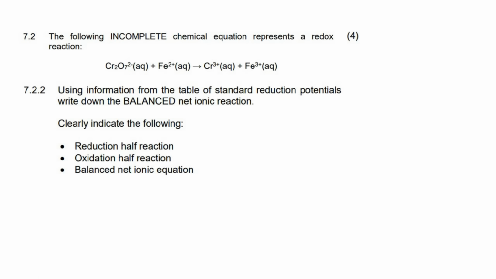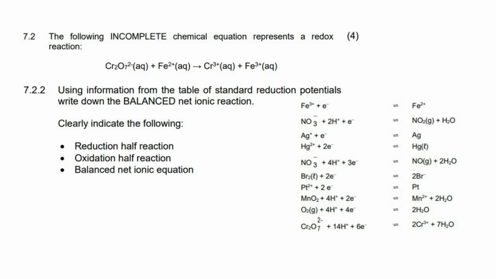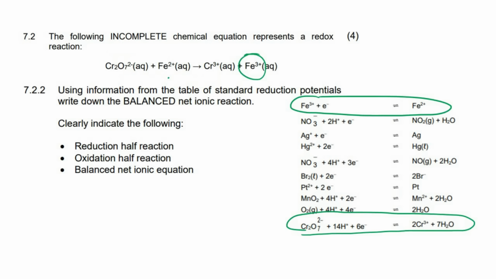Alright, so this question says use information from the table of standard reduction potentials, which I will get now, and write down the balanced net ionic reaction. So you go look on your table, and you're pretty much just going to look for things that have Fe2+ turning into Fe3+. So I went and found this one on the table. Don't go look for the other Fe on your table that has like a Fe2+ and a Fe, because that's not what we have. What we have in our reaction is Fe2+ and Fe3+. So we take this one, and then we're going to look for stuff that has this and this, which I found down here. Now just be careful that you write it the right way.